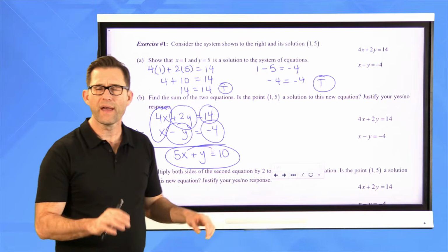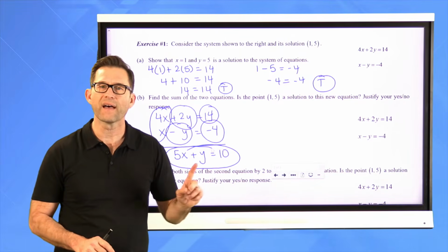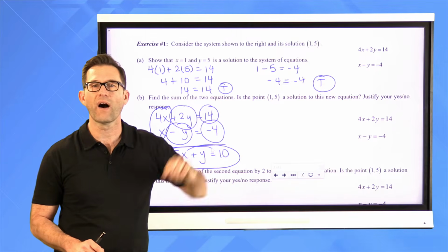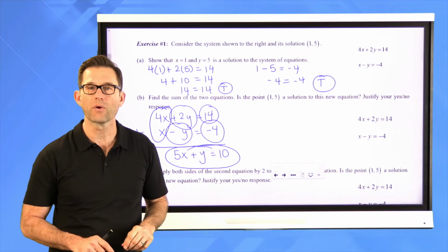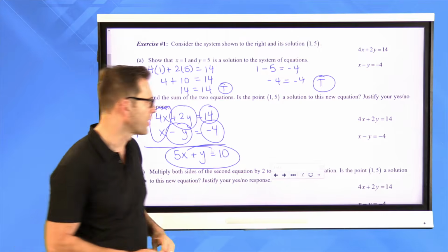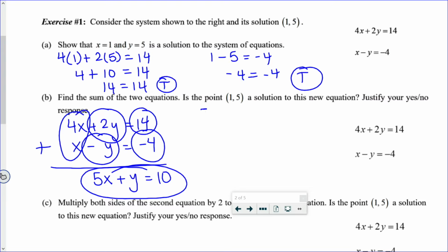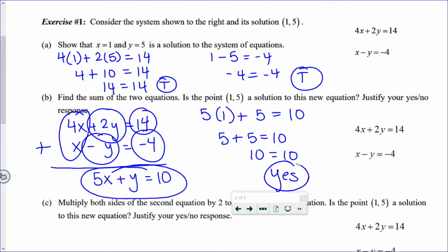So one thing they asked us to do is find the sum. Then they asked, is the point (1, 5) a solution to this new equation? Well, let's do that together. That's easy enough. I just take that point and substitute it into my new equation, 1 for x, 5 for y, and I get 5 plus 5 is equal to 10, 10 is equal to 10, and that's a big yes.